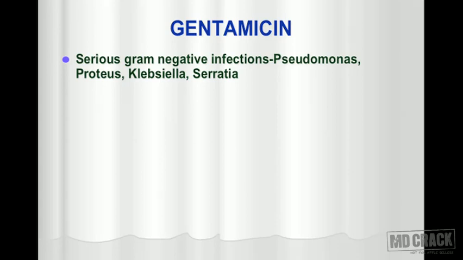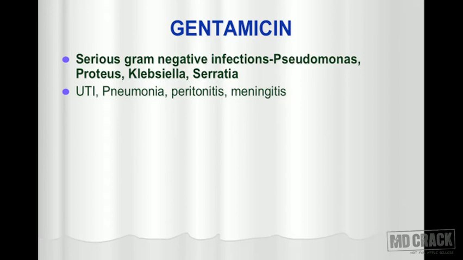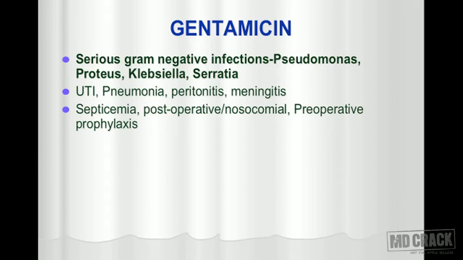Once again, we already mentioned the general spectrum. So out of it, we must mention Pseudomonas, Proteus, Klebsiella and Serratia. That's quite important. You can use it against resistant urinary tract infection, pneumonia, peritonitis and meningitis. 4 important indications for gentamicin. You can also use it against septicemia, post-operative or nosocomial infections, which are most likely to be due to these gram-negative organisms, and sometimes it could also be used for pre-operative prophylaxis.